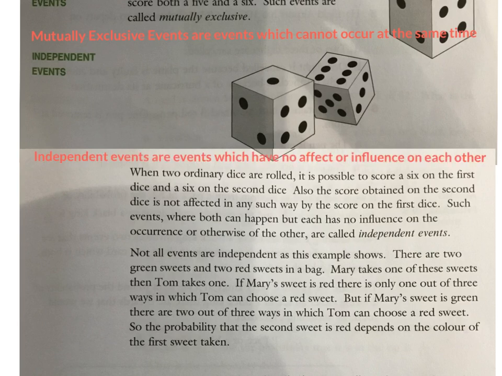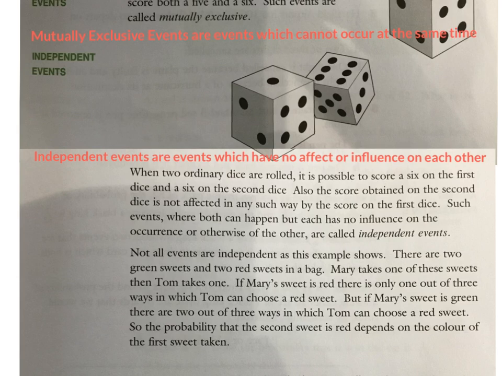Again, if you could please put that into your notes, that definition for independent events. Independent events are events which have no effect or influence on each other. Classic example I always think about is someone flips a coin. It's definitely a fair coin, and it's heads 10 times.